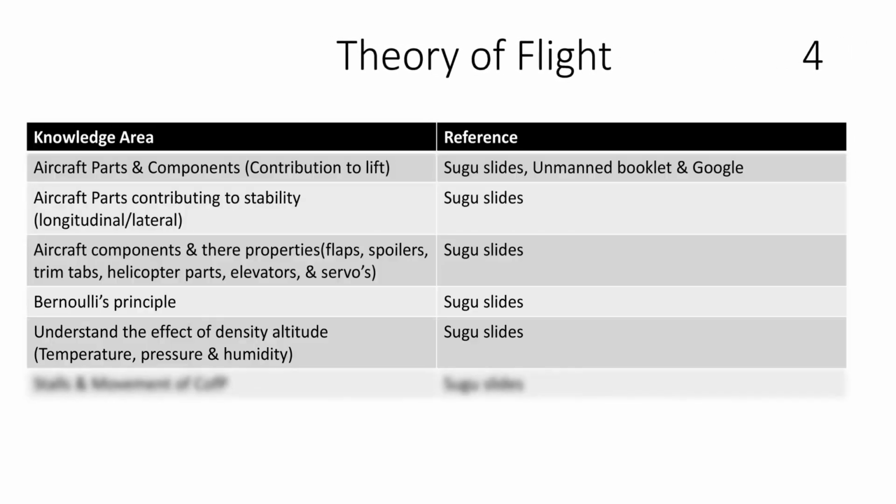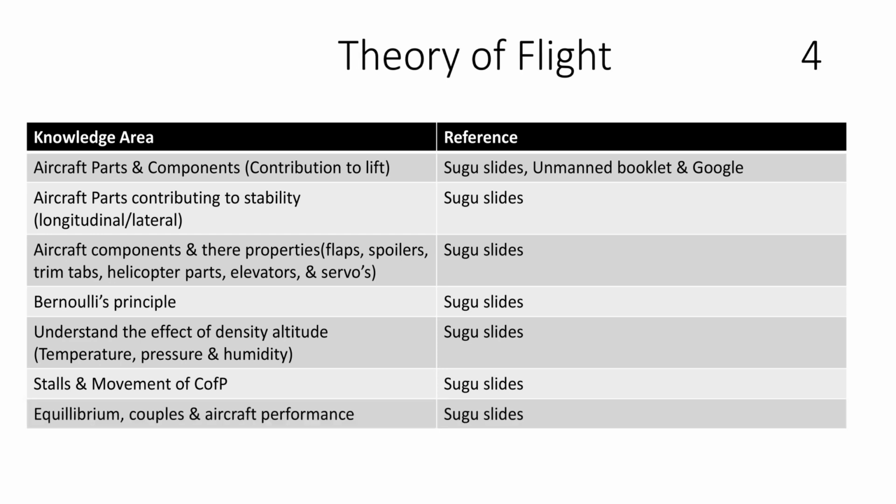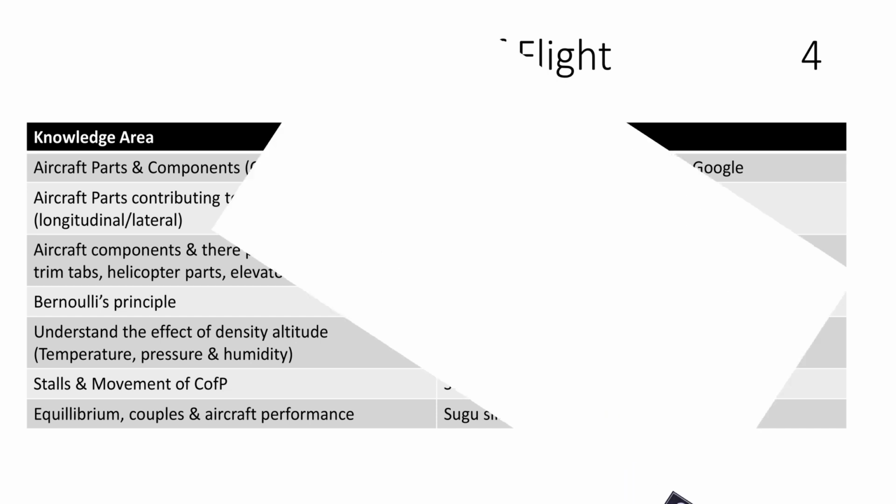The next knowledge area is theory of flight. There are 4 questions on the exam. Students should ensure they understand the concepts as it relates to aircraft parts and components, Bernoulli's principle, the effects of lift, stalls and movement of the center of pressure and equilibrium. Links have been provided to direct the focus of your studying. To make sure you understand the basic concepts of theory of flight, I prepared a short review video.